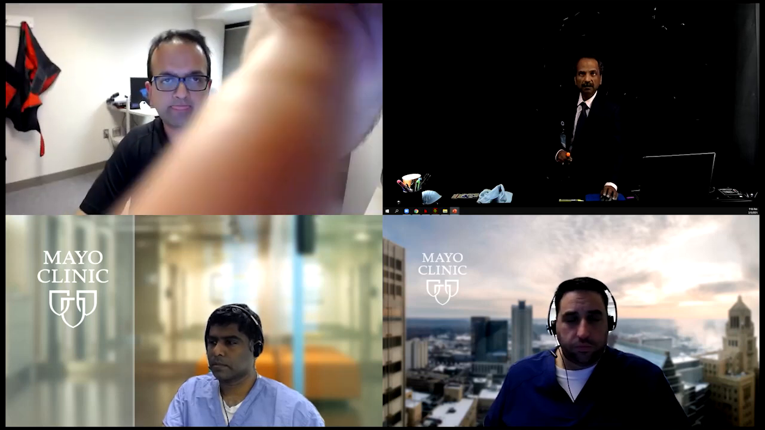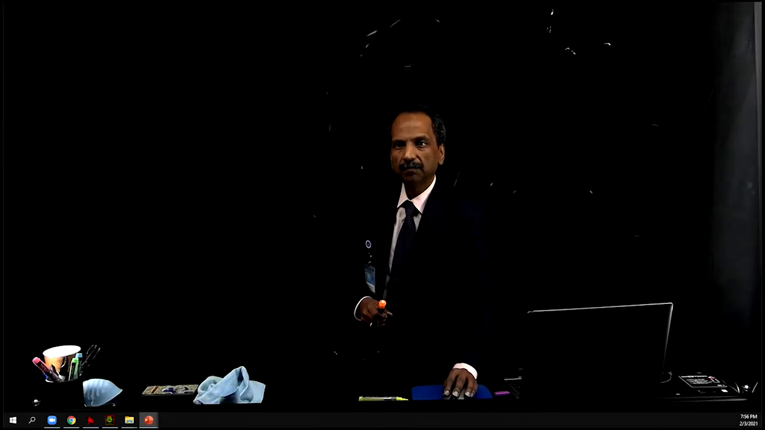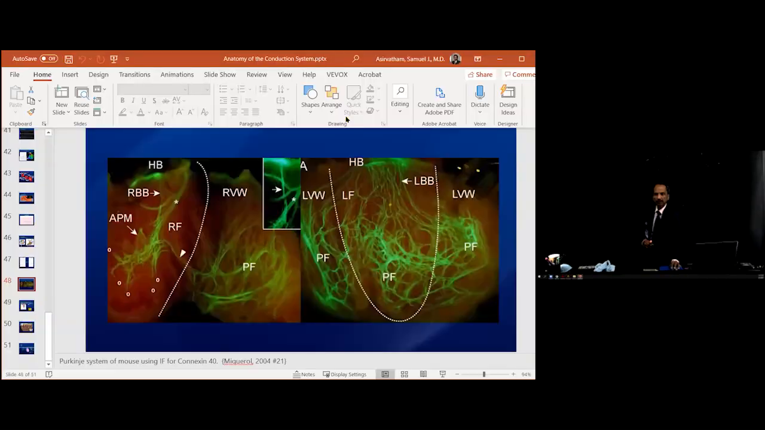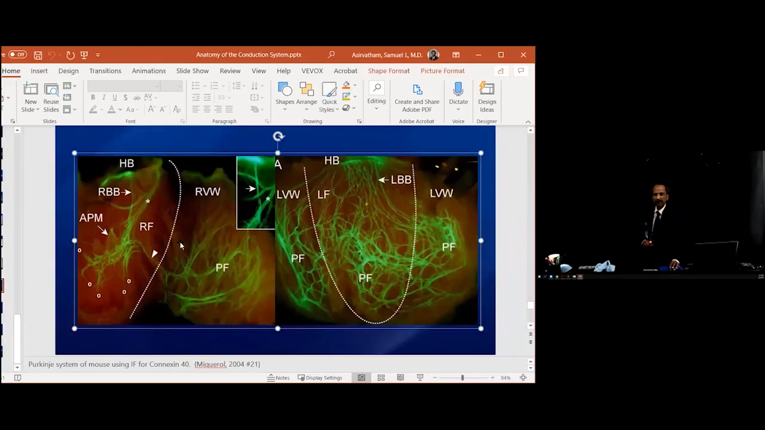So the question here is a bit of a difficult question: specific areas in the infrahisian conduction system prone for arrhythmia. The word Purkinje or infrahisian conduction system. So maybe I'll start with just a slide of what it is we mean by infrahisian conduction system. And I'll ask maybe Dr. DeSimone to. I have a nice slide to show if you want to take a peek. Yeah, well, first let me just show this. Sure.